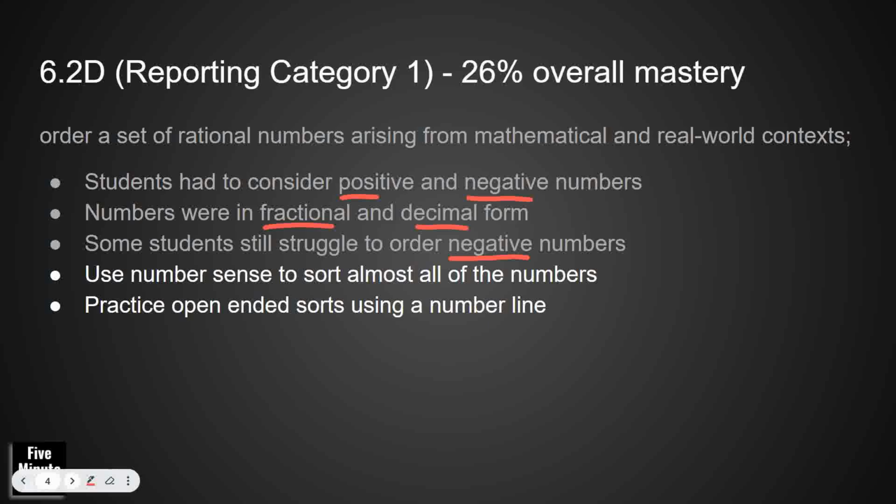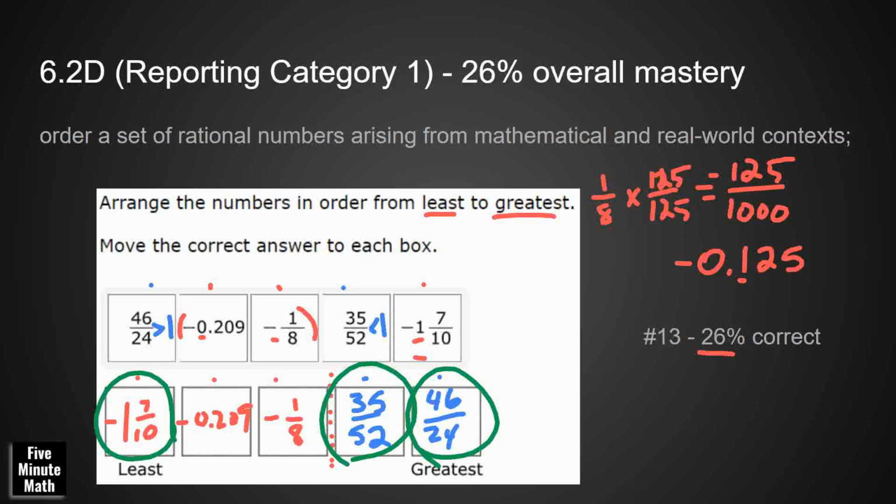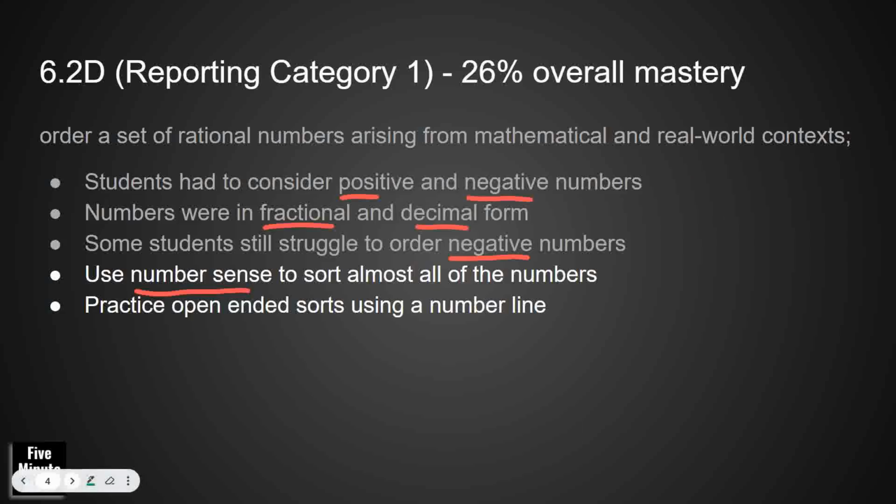The white text at the bottom is going to be our instructional implications. What can we do to help our students through this? Well, we need to really focus on number sense. Think about how I started this: I was able to sort 3 out of the 5 items without doing any conversions. That's just number sense. So rather than strictly focusing on how to change a decimal to a fraction, a fraction to a decimal, percents, all of that, let's focus on number sense. Give our students practice ordering numbers that can be ordered without any type of conversions or common denominator. And then we need to practice these open-ended sorts using a number line.